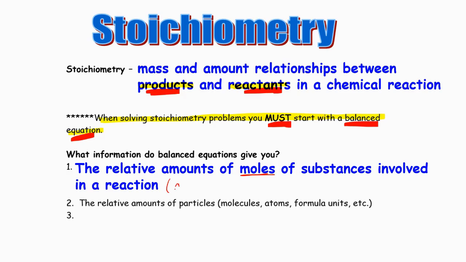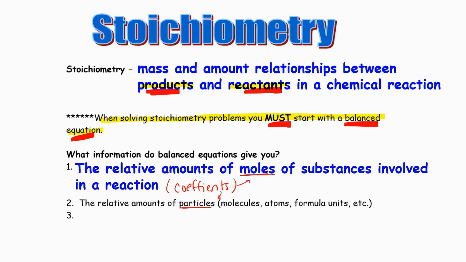So your coefficients can show you the number of moles. The coefficients in front of the reactant or the product tell you the number of moles of that substance, how many moles of that substance are involved. And also, those coefficients can tell you the number of particles. So the same coefficients can tell you the moles, but the coefficients can also tell you the particles.